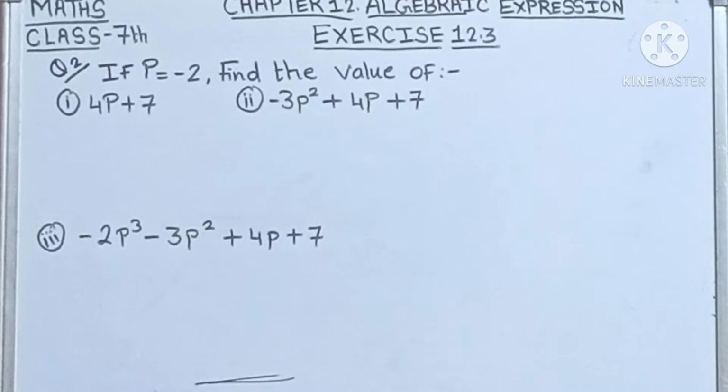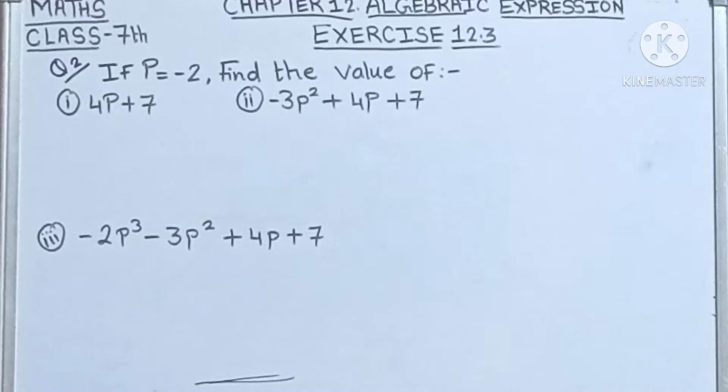Hello everyone, good morning. We were doing exercise 12.3 and question number 1 I have already explained in the earlier video. So in this video I will explain you question number 2 of exercise 12.3. So let us begin with question number 2. Question number 2 says, if p equal to minus 2, find the value of the following.